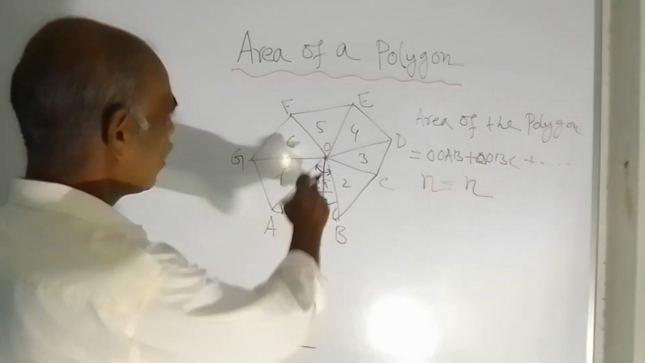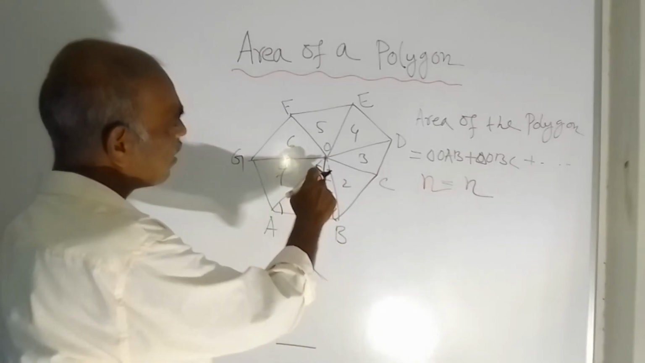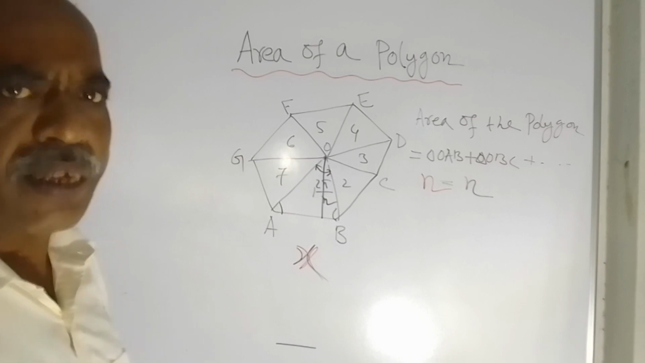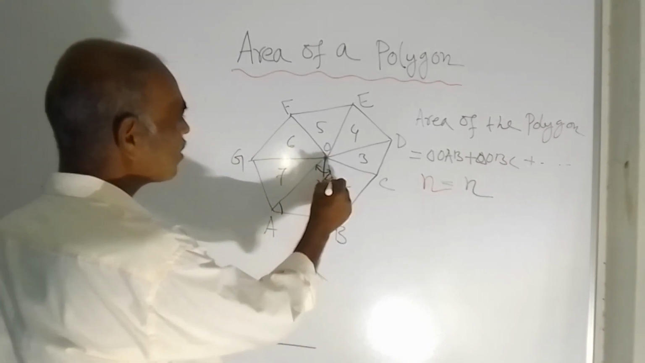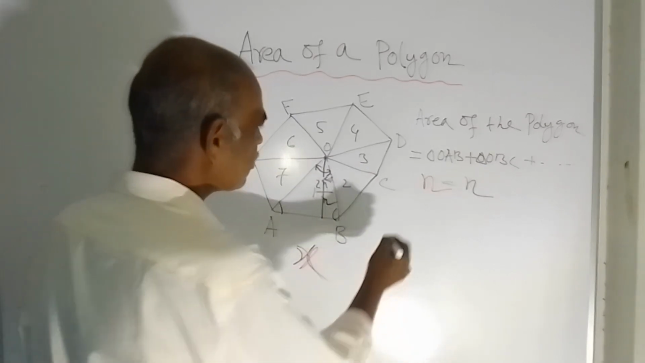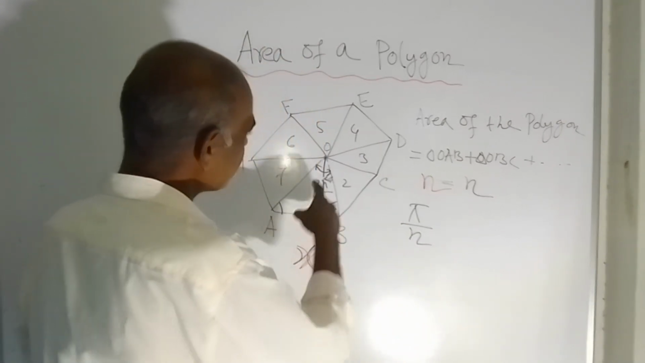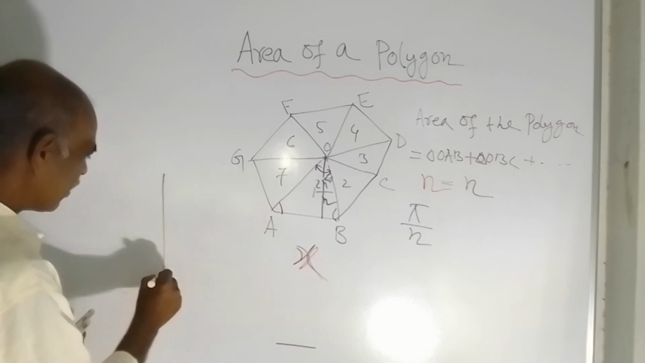So after drawing this, then what is this angle? This half angle of this? That is half of 2 pi by n, that is pi by n, right? So this angle is here, how much? This angle is pi by n, right? Pi by n is this angle. I am drawing the larger view here. Okay.